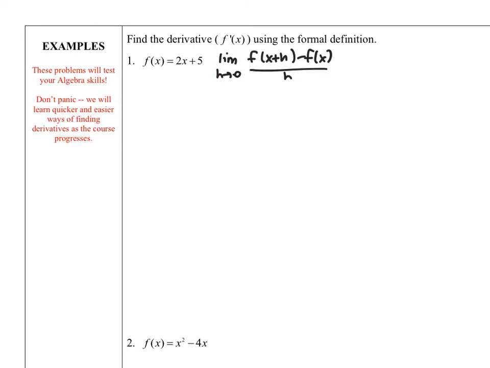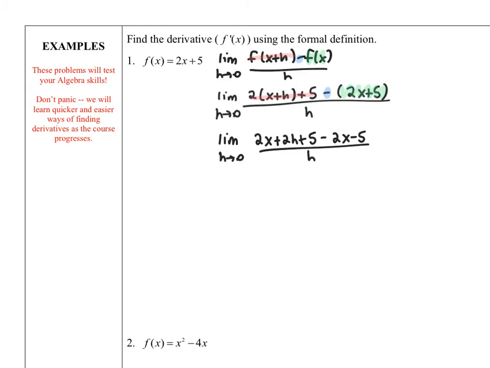So I'm going to evaluate f of x plus h. What that means is take x plus h and plug it into my function f. So that looks like this. So my f of x plus h is all of this. And then my subtraction here is the subtraction. And then here I just write f of x. So here's my f of x. Make sure that you have the parentheses around it, because I will need to make sure to distribute that negative.